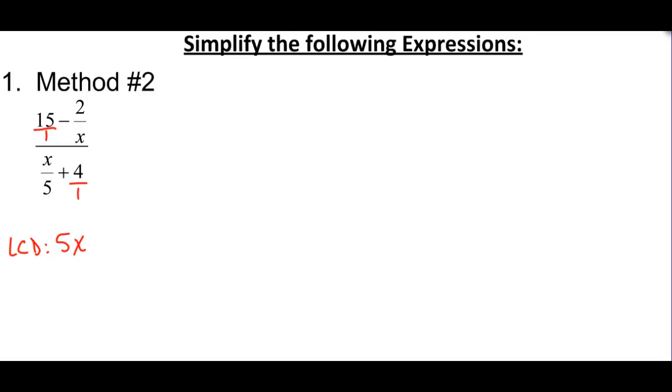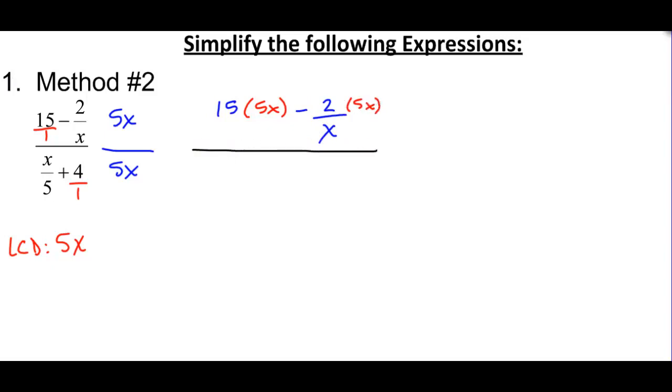So now what I'm going to do is multiply the top and the bottom by 5x. Well, if you multiply by 5x, that's the same thing as multiplying each fraction by 5x. Okay, so let's think about a better way to look at that. So instead I'm just going to do this. 15 times 5x, minus 2 over x times 5x, okay, all over, and I'm just going to do the same thing with the denominator.